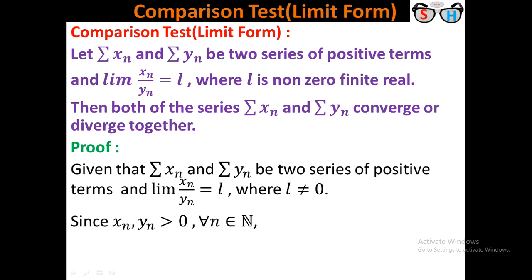Since xn and yn are greater than 0 for all natural numbers, the limit of xn by yn is greater than or equal to 0. You know that when xn is a sequence of positive terms, then its limit may be positive or it may be 0. For example, if you take xn equal to 1 by n, then its limit is 0. So when a sequence has positive terms, its limit must be greater than or equal to 0. Since here xn and yn are both positive, xn by yn must be positive, so the limit of xn by yn must be greater than or equal to 0.